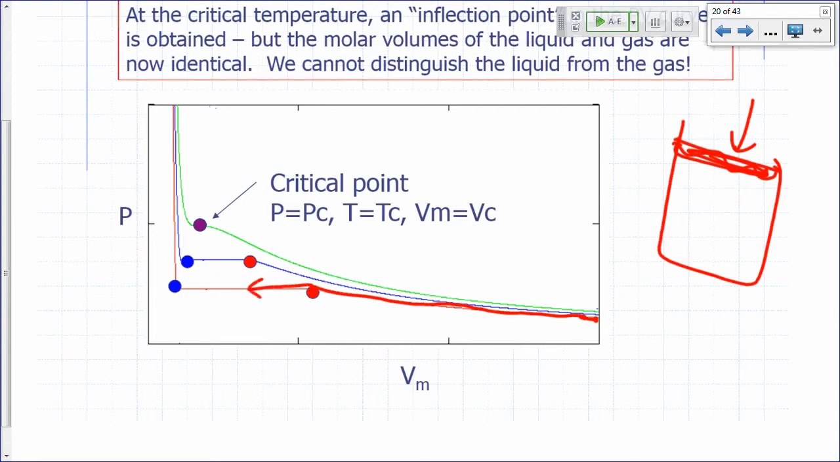Eventually, it reaches a pressure where if you keep shrinking it, the pressure doesn't change. What does it mean when the pressure is not changing? That means your molecules are going into a liquid or a solid. You start forming a liquid or a solid, and as you keep shrinking it, eventually everything turns into a liquid or a solid, and then the pressure goes up really fast.